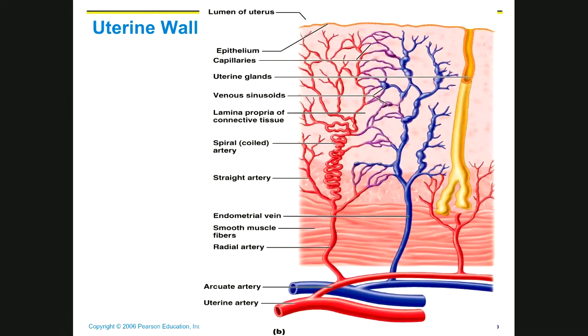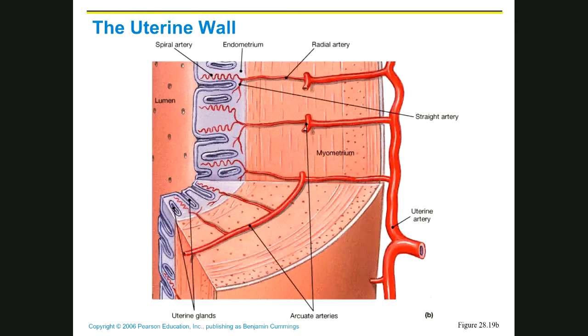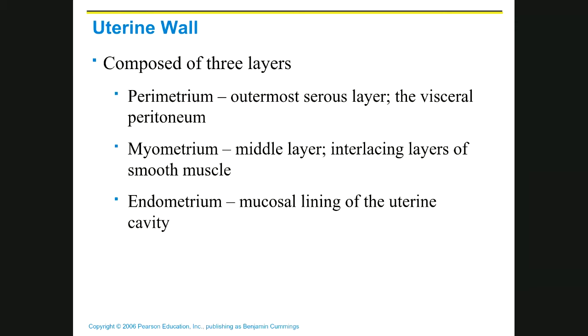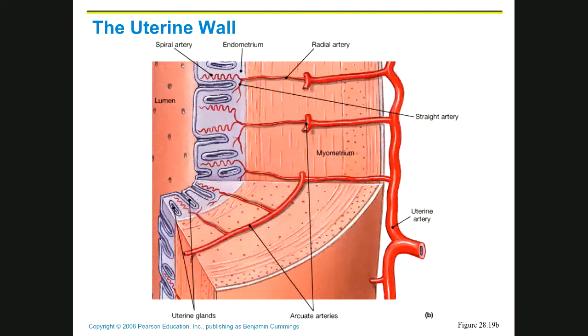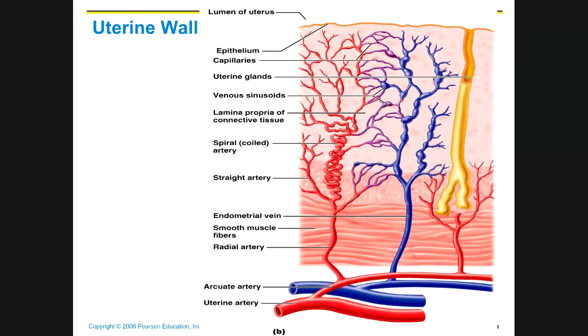If we blow it up even more, you can still see the different layers. Now, this one you can't see very easily, but that's the perimetrium. It's very, very thin. It's simple squamous epithelium, because what it is is the visceral peritoneum. That's all it is. The visceral peritoneum. Simple squamous epithelium. And so it's very, very thin right there.